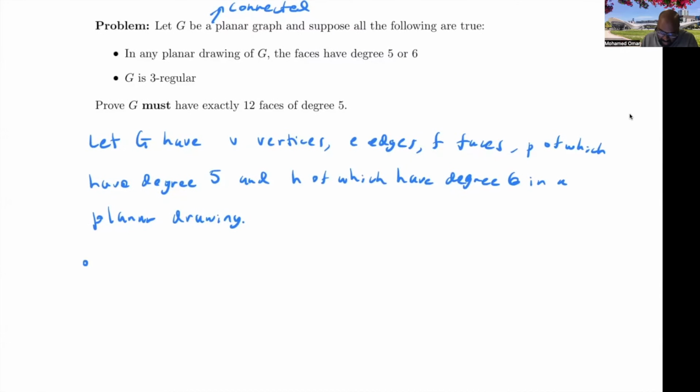Well, first of all, by the regular handshake lemma, every vertex has degree 3. So twice the number of edges is supposed to be the sum of the degrees of the vertices, but every vertex has degree 3, so this is 3 times V. Okay, so I'll call that equation 1.